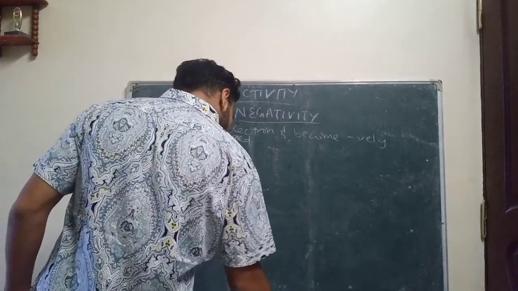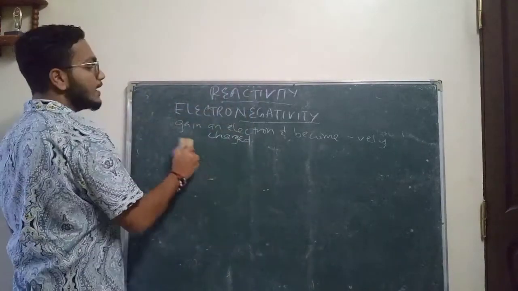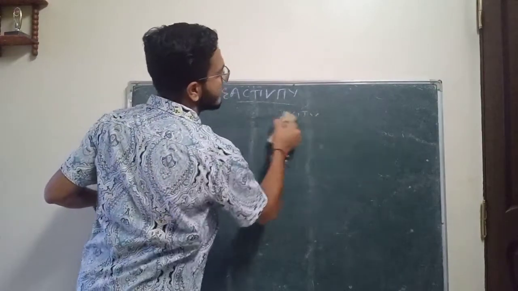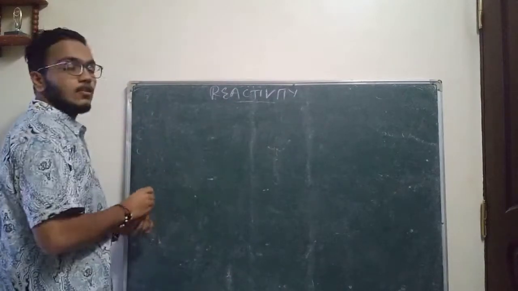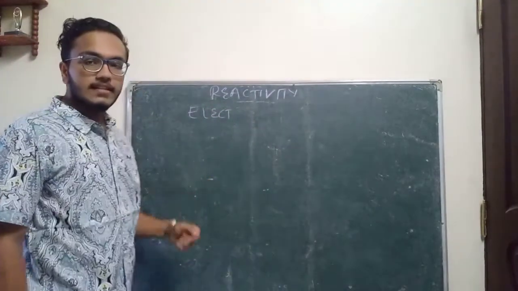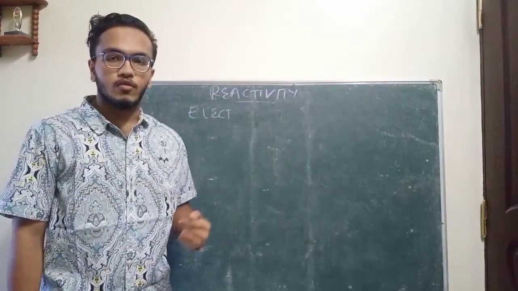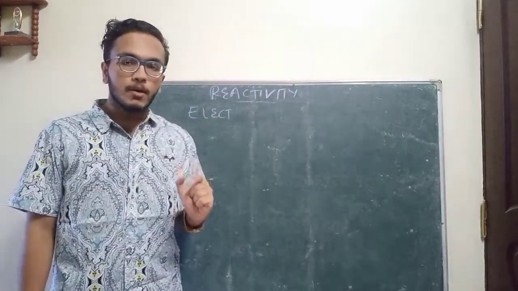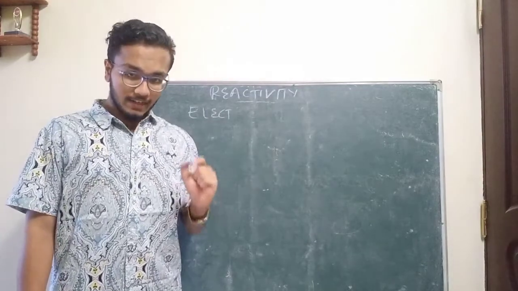Then we go to electron affinity. Electron affinity is the opposite of ionization energy. I repeat, electron affinity is the opposite of ionization energy. Why? Ionization energy is the minimum amount of energy required by an atom in gaseous state to lose an electron. But electron affinity is the minimum amount of energy required by an atom in gaseous state to gain an electron.